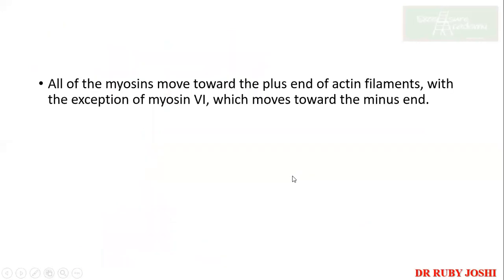So all of the myosins move towards the plus end of actin filaments. The exception is myosin 6, which moves towards the minus end. Okay, this you also have to remember.